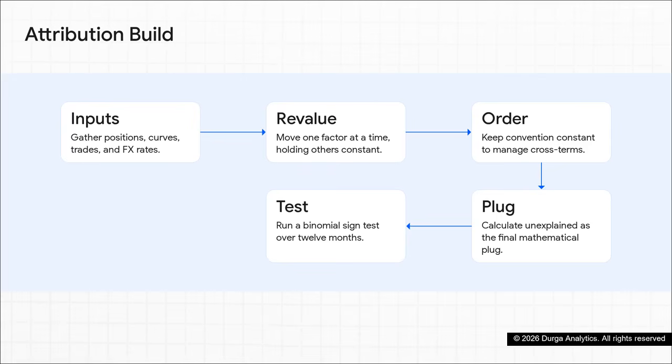And most critically, you must track that unexplained plug as a time series and run a binomial sign test over 12 months. Why? Because that test tells you definitively if your errors are just random market noise or a hidden systematic leak bleeding your desk dry.